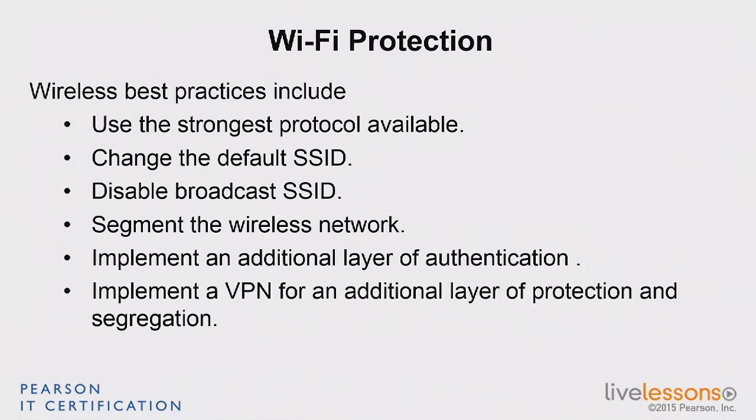And you should be implementing a VPN for an additional layer of protection and segregation. Now, we'll be talking about a VPN in subsequent lessons, but a VPN is a virtual private network. It's going to have encryption and authentication built in, and so it supplements what's pretty weak in the wireless environment of encryption and authentication options.